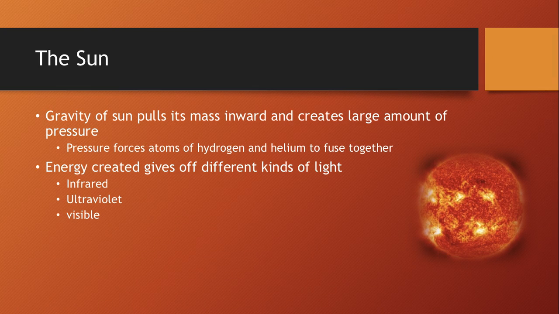So the gravity of the sun pulls its mass inward and creates a large amount of pressure. This pressure forces the atoms of the hydrogen and helium that are on the sun to fuse together, and this is also a very important part of how the sun creates light and heat. The energy that is created gives off different kinds of light here on Earth, as well as everywhere else, such as infrared light, ultraviolet light, and visible light.